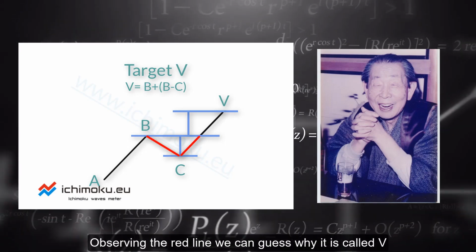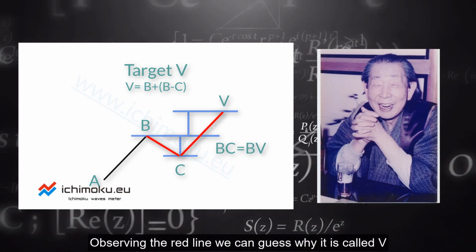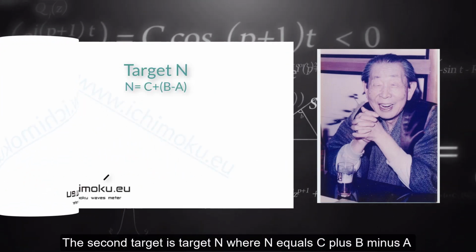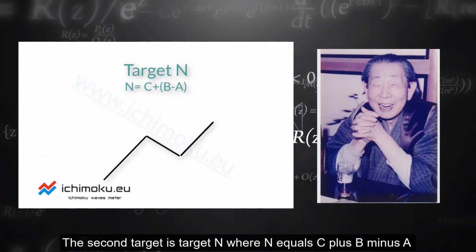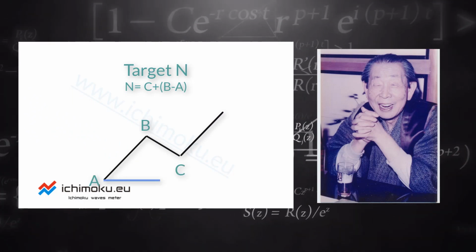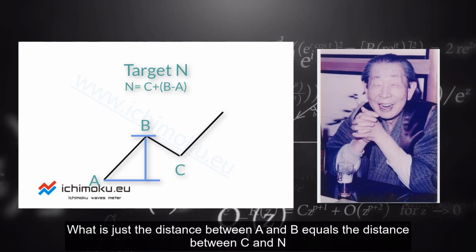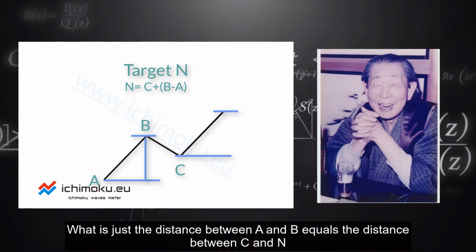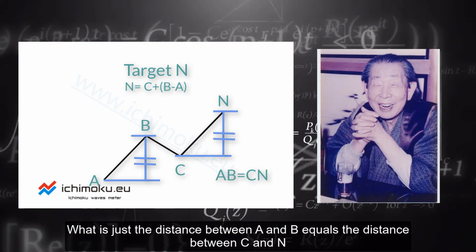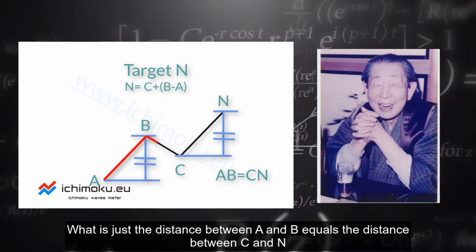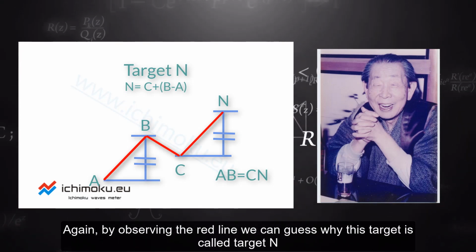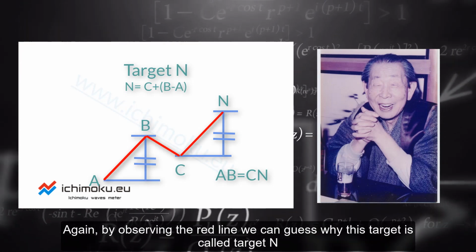Observing the red line, we can guess why it is called V. The second target is target N, where N equals C plus B minus A. What is just the distance between A and B equals the distance between C and N. Again, by observing the red line, we can guess why this target is called target N.